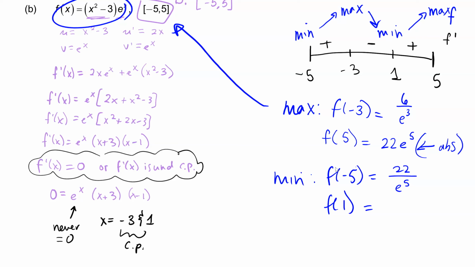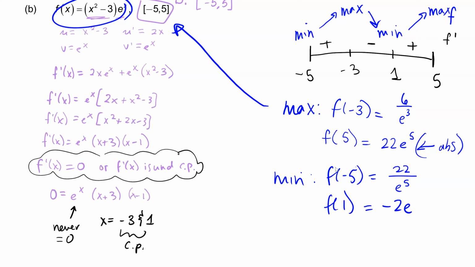F of 1. Plug in 1. 1 squared is 1. Minus 3. 1 minus 3? Negative 2. E to the first. Negative 2e. Negative 2e. Okay.